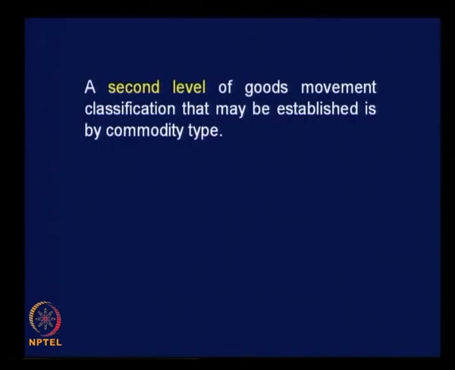This is how we have been trying to classify the goods movement based on the type of industry, external movement as well as household based movement. The other possible classifications are also there. A second level of goods movement classification that may be established is a commodity type based classification, at least coarser division, like movement of bulk commodities, movement of packaged smaller units, movement of perishable commodities, okay, and movement of liquid commodities, movement of gas. So, you can classify within the system based on the commodity type, so that analysis will be easier.